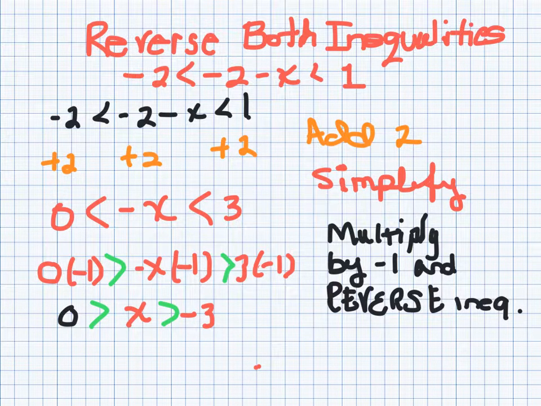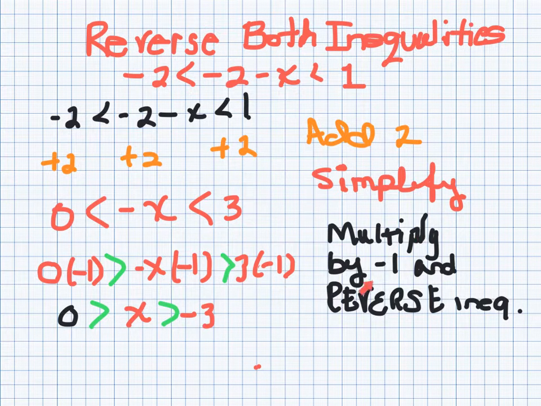So our equation here is negative 2 is less than negative 2 minus x, which is less than 1. So we've got three parts here. I rewrote it here in black. The next step is in orange. We're going to add 2 to all three parts. We add positive 2 to negative 2, and that's going to give us 0. We add positive 2 to negative 2 minus x. That will cancel out the 2's and just leave the negative x, which is right here. And then 1 plus 2 is 3. So in the red here, we've simplified.